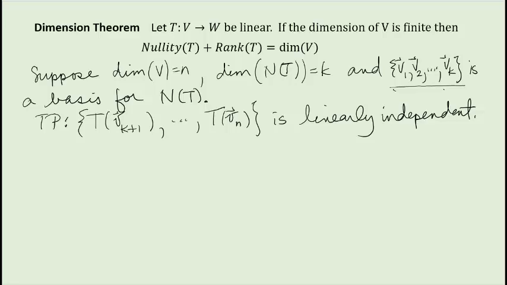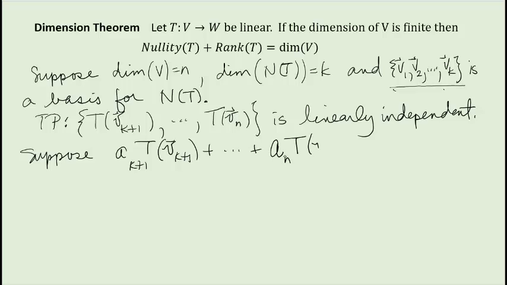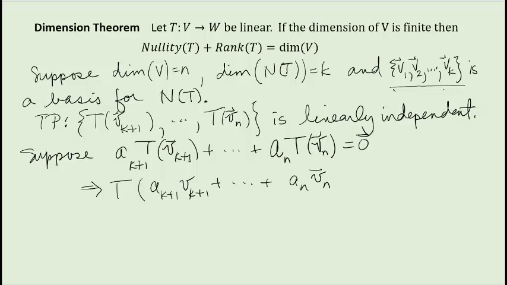So to show that a set is linearly independent, we pick scalars a sub i from our field, and we say, suppose that a sub k plus 1 T of V sub k plus 1 plus down to a sub n T of V sub n is equal to the 0 vector, and that, of course, is the 0 vector in W. Well, T is linear, so this is the same thing as saying that T of a sub k plus 1 V sub k plus 1 plus a sub n V sub n is equal to the 0 vector in W.